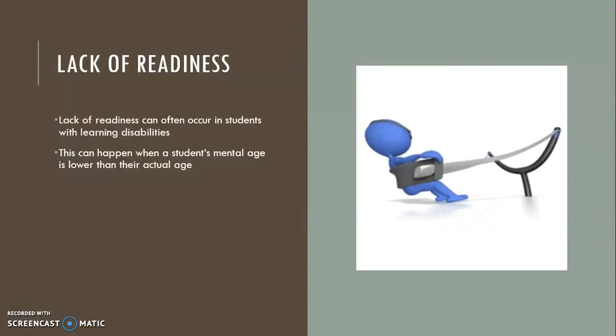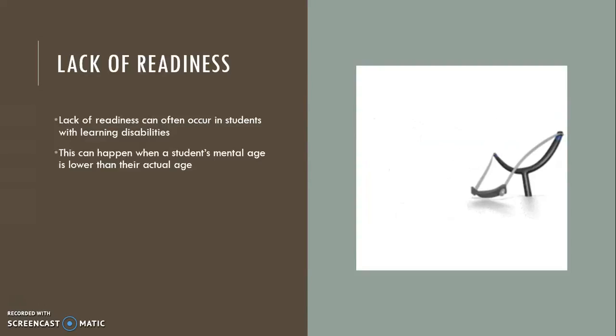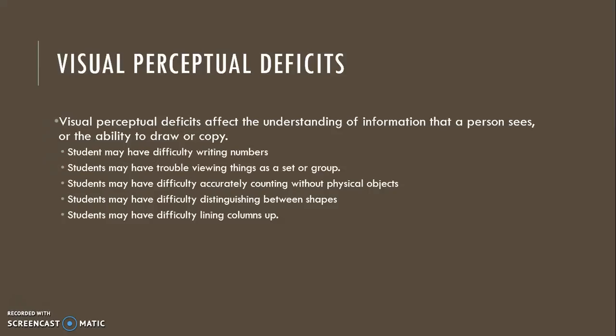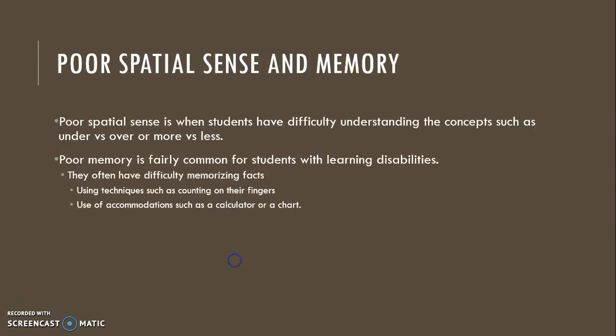Lack of readiness can occur in students with learning disabilities. This can happen when a student's mental age is lower than their actual age. Visual perceptual deficit can affect the understanding of information that a person sees or the ability to draw or copy. They may have difficulty writing numbers, have trouble viewing things as a set or group, and difficulty accurately counting without physical objects. They may have difficulty distinguishing between shapes or difficulty lining columns up.